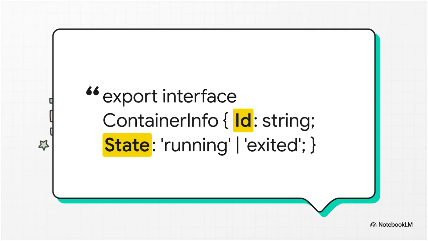And here is a perfect example of that. This TypeScript interface defines exactly what a container info object has to look like. It must have an ID and an image that are strings, and check this out, a state that can only be one of 3 specific values: running, exited, or paused. By defining this in types.ts, both the front-end component that shows this info and the back-end service that provides it are forced to agree on this structure. An entire class of bugs just disappears.